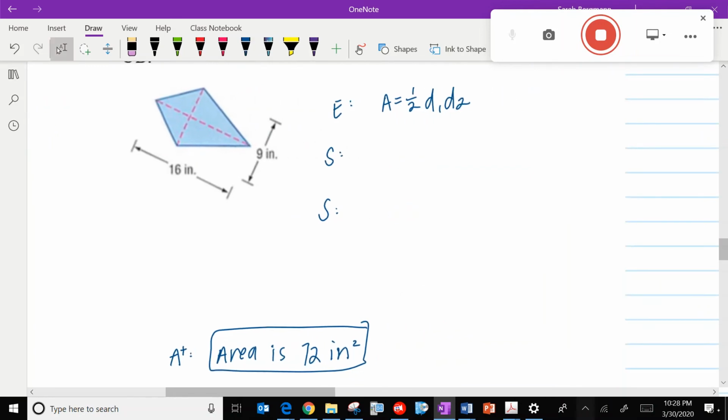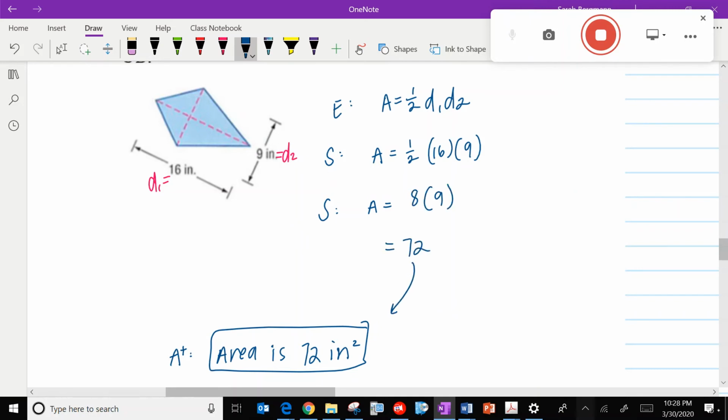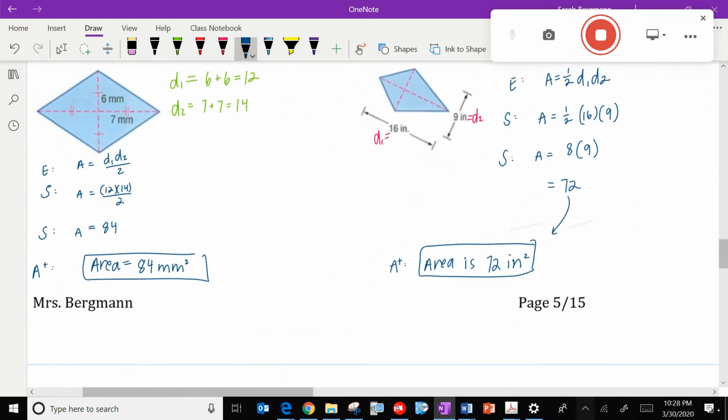For the second one, this one's a kite. They already gave us the length of the diagonals. Doesn't matter which one's diagonal 1, which one's diagonal 2. You can just go ahead and plug them in. So you have 16 and 9. You can go ahead and multiply 1/2 times 16 is 8. 8 times 9, I know, is 72. That's where I get my answer. Add on the units, and you're done.